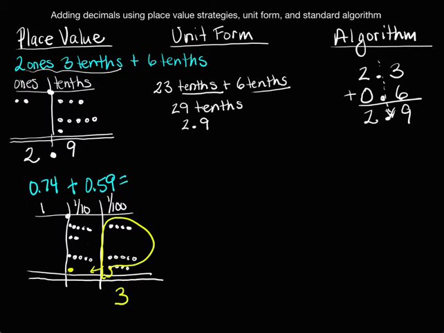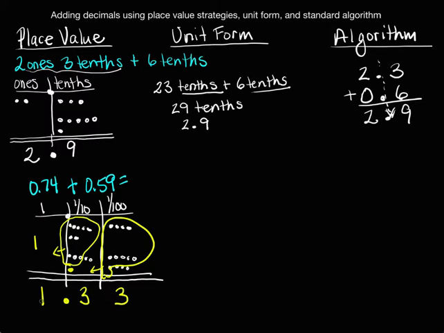Let's go over to the tenths place. I had 7 tenths, and 7 tenths plus 3 tenths is going to give me 10 tenths, and I know that I can regroup 10 tenths to one whole. And so now I'm left with 1, 2, 3 tenths. Bring down my decimal, and now I have 1. So 74 hundredths plus 59 hundredths equals 1 and 33 hundredths.